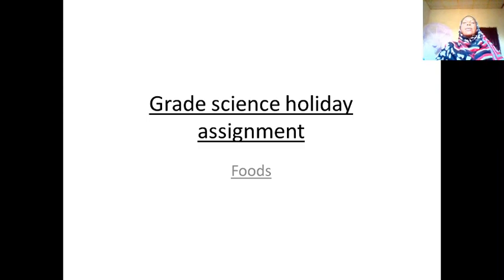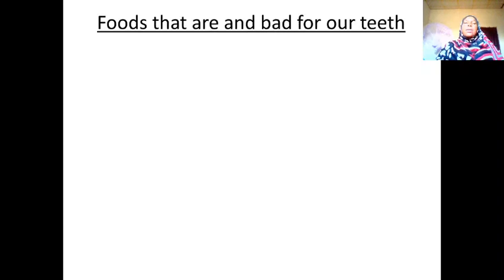Once again, this is our science lesson today, and we are going to start our lesson with this topic called foods. Our topic today, again, I repeat, is called foods. On this topic, our sub or small title would be foods that are bad for our teeth. We are looking at the foods that are bad for our teeth.